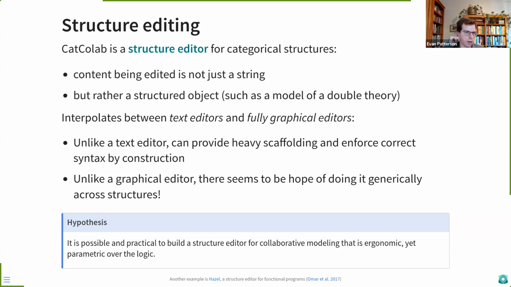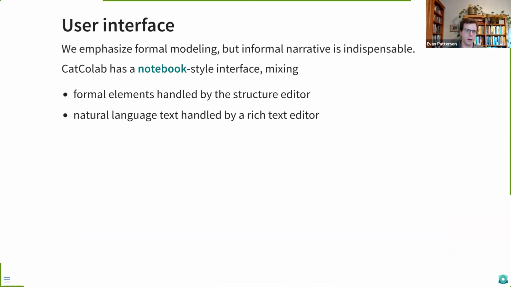And indeed, from my point of view, CatColab is a software project, but it's also a research project. One of the research hypotheses that it's exploring is the hypothesis that it's both possible and practical to build a structure editor for collaborative modeling that is, on the one hand, ergonomic when you're within a particular domain-specific logic, yet also is parametric over the logic. That's the basic hypothesis that we're testing here.